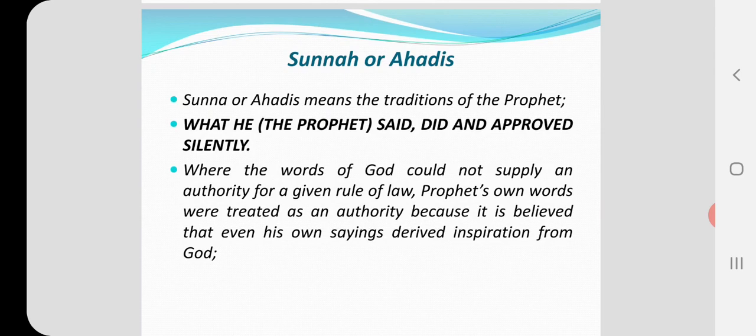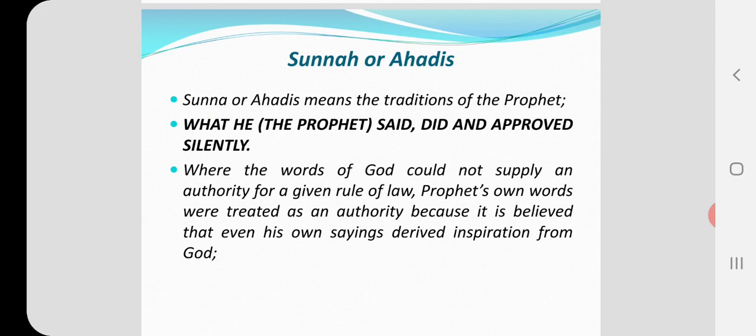And Muslims look at those things from the point of view of a great deal of faith and respect. For Muslims, those things are extremely respectable. They cannot ignore them. So whatever Prophet said, did, or approved silently is recorded. Muslims have the compilations of these actions of Prophet Muhammad, and they depend on those things. So if somebody asks, what is the meaning of Sunnah?